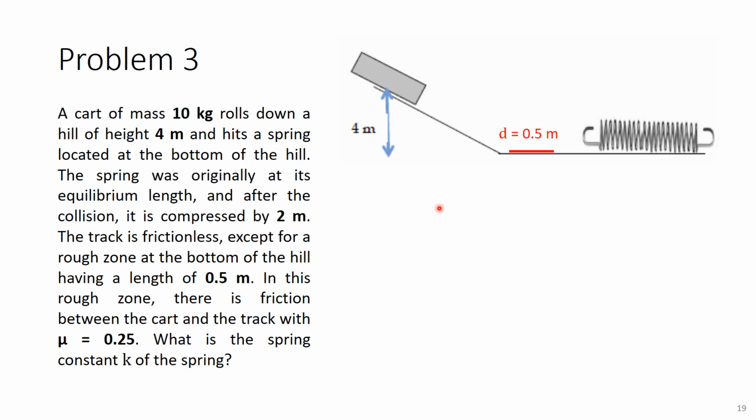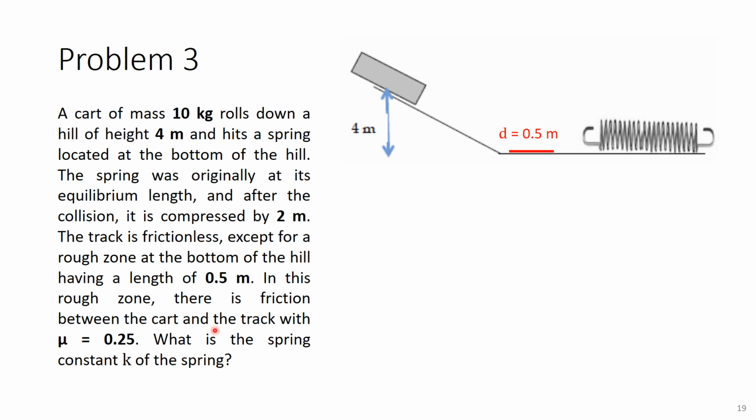So let's also revisit this problem, the object sliding down a hill. We still have the 10 kilogram object sliding down a hill of 4 meters, then hits a spring, and the spring is compressed by 2 meters. But then we also add this part here. There is this red part on the surface of length 0.5 meters, and there is friction on this red part. The coefficient of friction is 0.25.